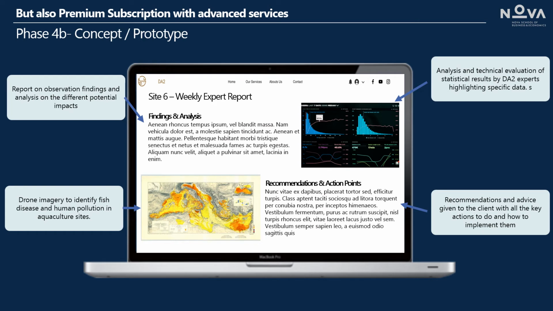And this is the concept of our premium subscription, which has advanced services. For instance, we include in the premium subscription analysis and technical evaluation of statistical results by our experts highlighting specific data. And we will also provide drone imagery to identify fish disease and human pollution in the aquaculture sites of our clients.